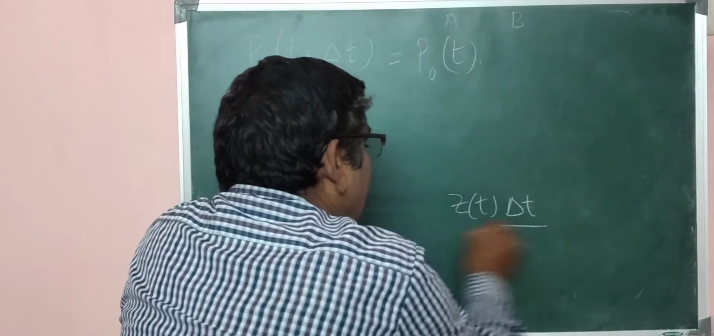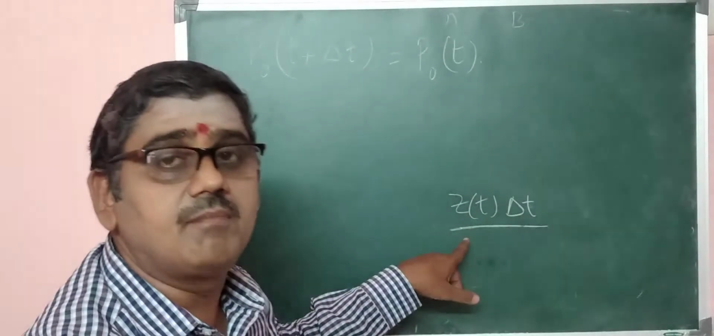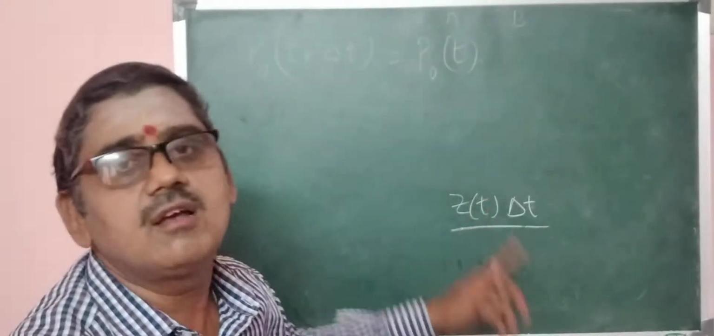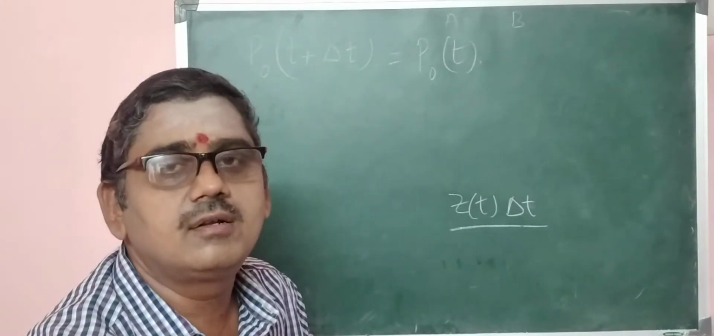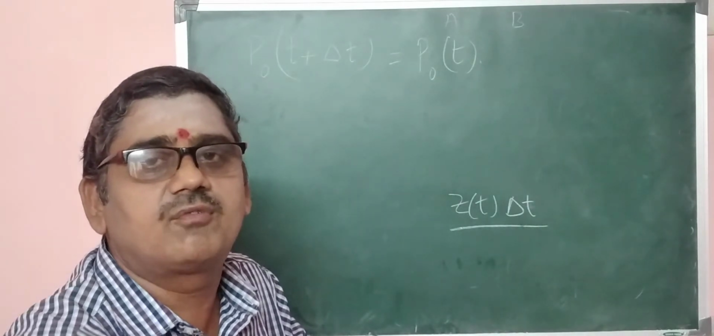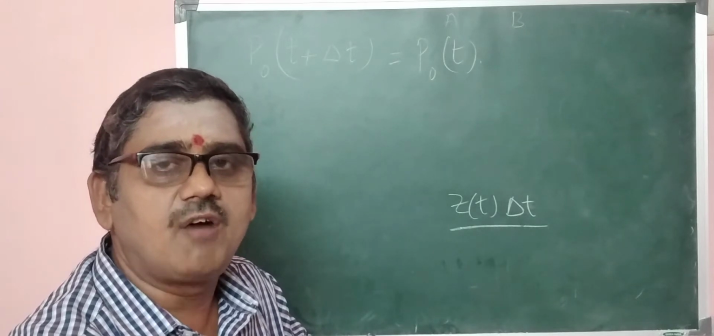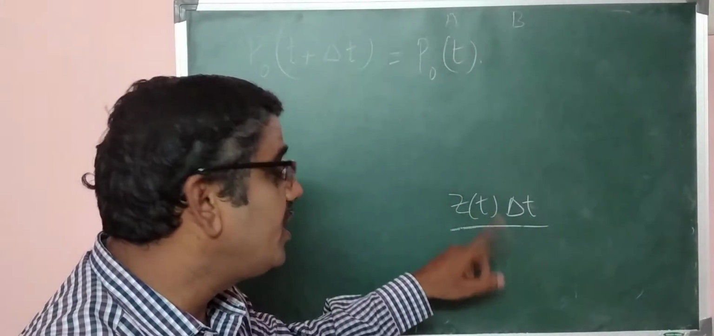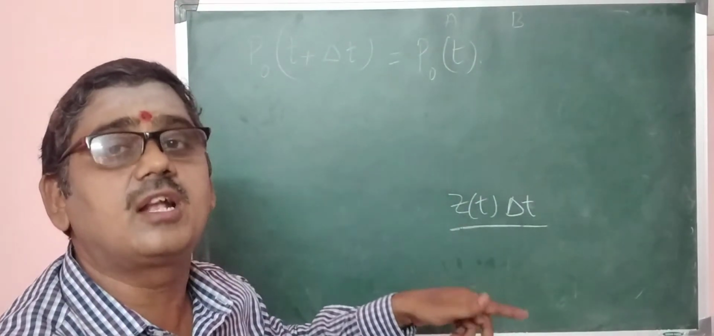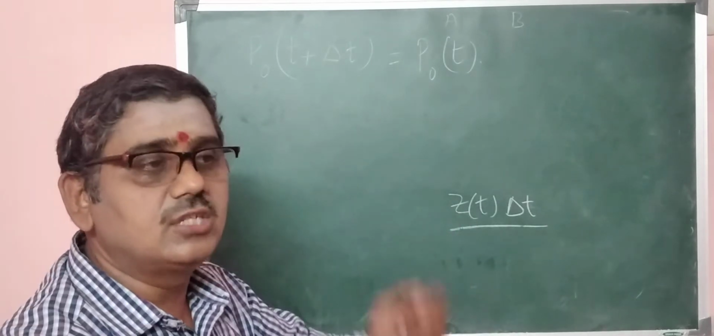It is the time period delta t in which the probability of a particular item failing is given. Why? z of t is the failure rate, the hazard rate. So the failure rate is nothing but the probability of failure of a particular item. Therefore z of t into delta t is the probability of failure of an item in the period delta t. Remember, it is after the time period t.